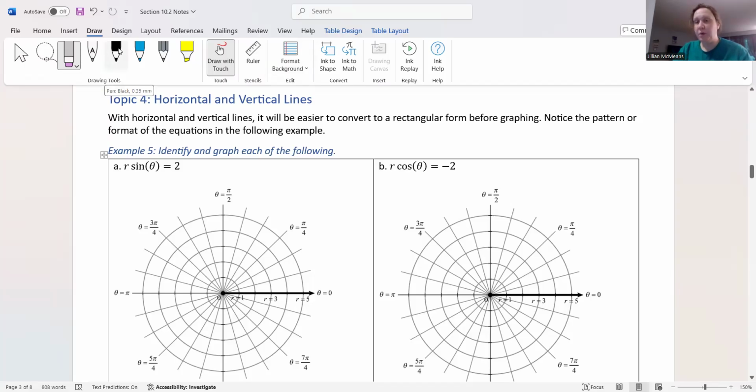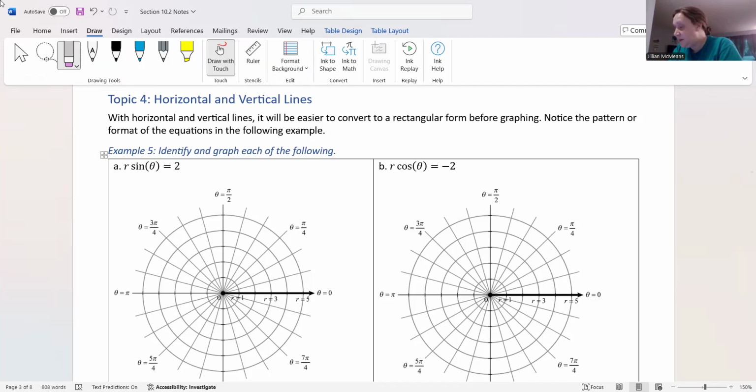Okay, for topic 4, we're going to talk about horizontal and vertical lines. And something I've mentioned earlier is that in some situations, the polar form of the equation is going to be easier for us to work with. It's going to be easy to recognize, whatever the case may be. There are going to be other situations where converting it to the rectangular form is just going to be easier for us. Kind of just depends on the equation. There are going to be some where we really truly need the polar form. Others, it kind of just is up to you.